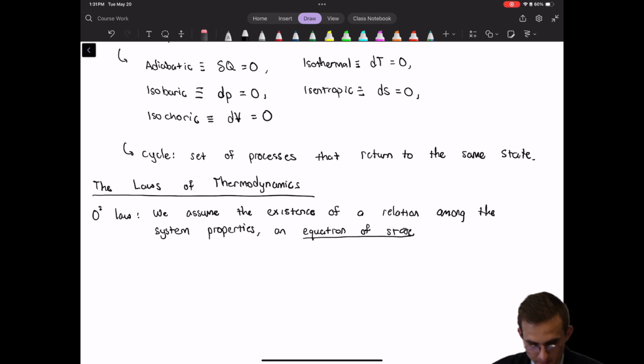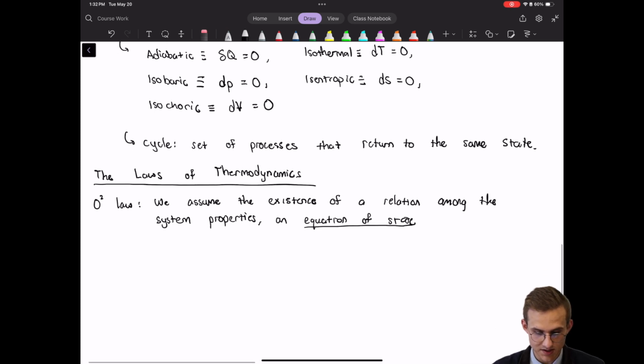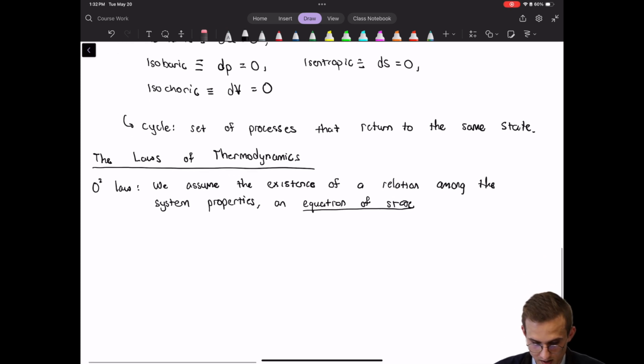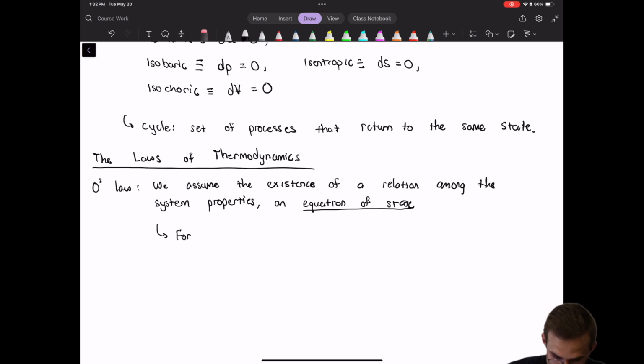So this thing might be extremely complicated. It might even be undefined. But we assume it exists. When I say it might be undefined, it might be given by a table, but we're assuming that this fundamental relationship between these properties exists, which allows us to kind of close our analysis of these thermodynamic systems.